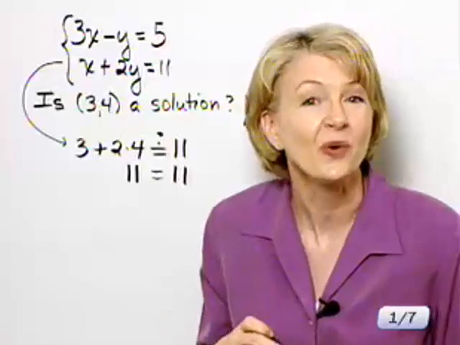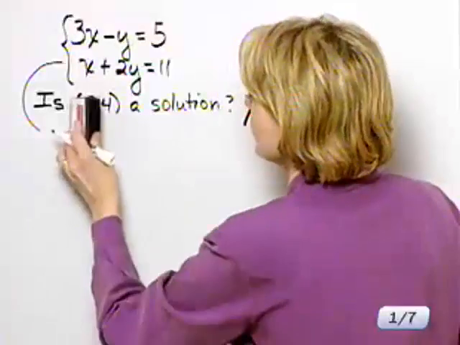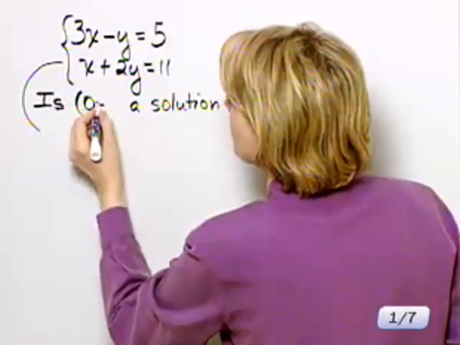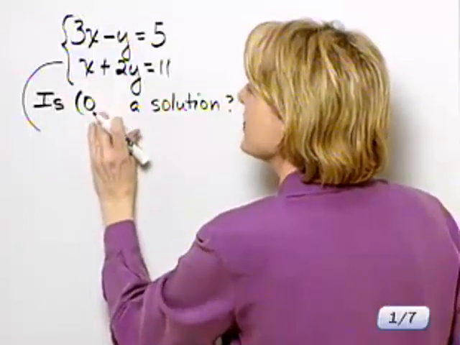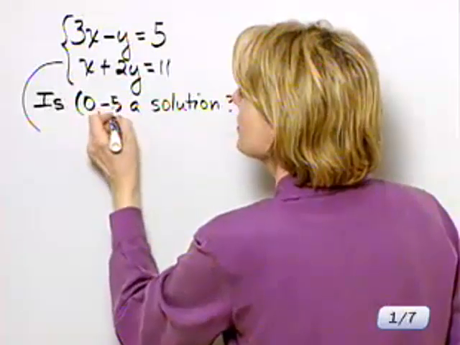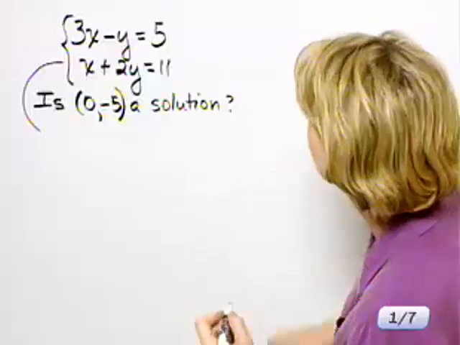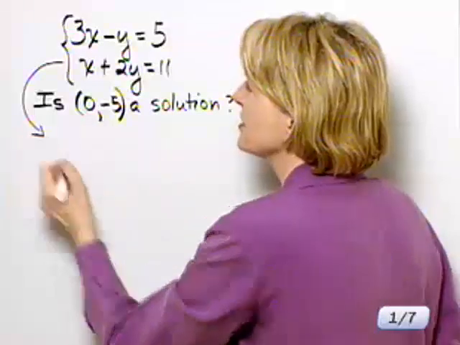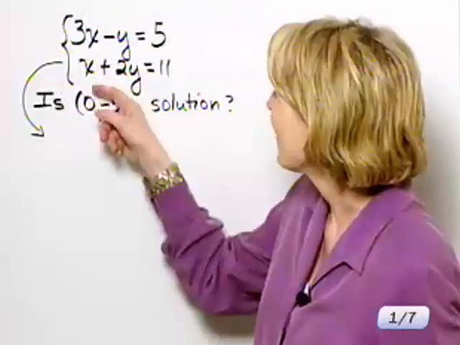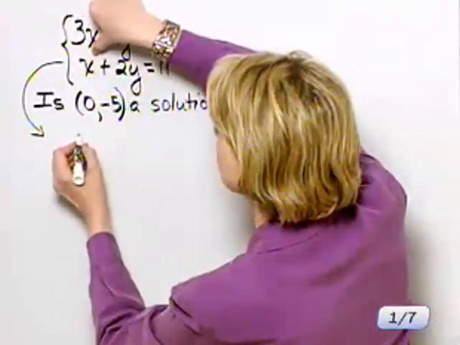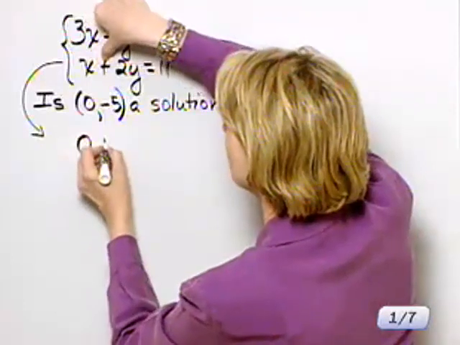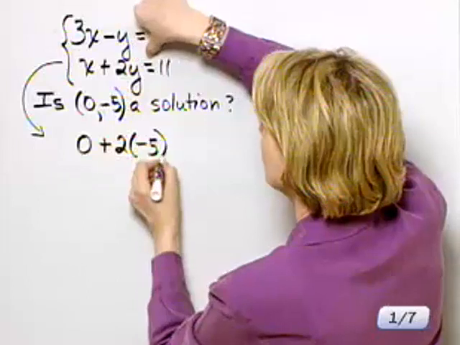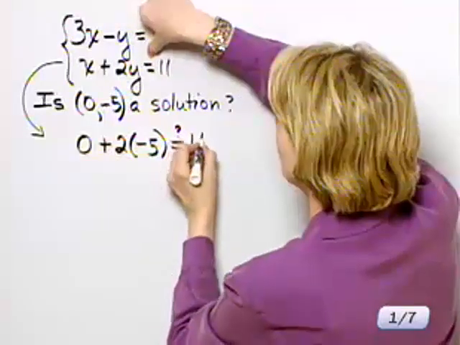Let's check another ordered pair. Let's look at, say, 0, negative 5. And let's see if that is a solution of the system. Let's start with, it makes no difference, let's go ahead and start with the second equation since I have my arrow drawn here. All right, I'll start with the second equation. If x is 0 and y is negative 5, does that equal 11?